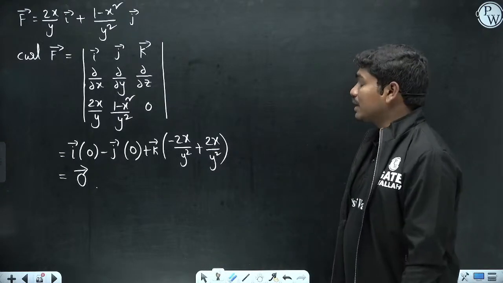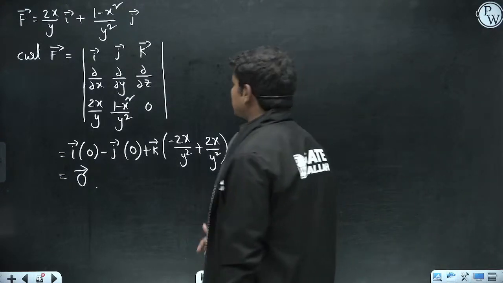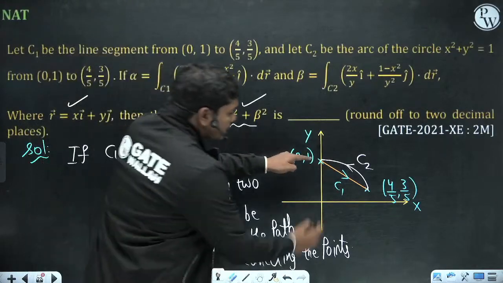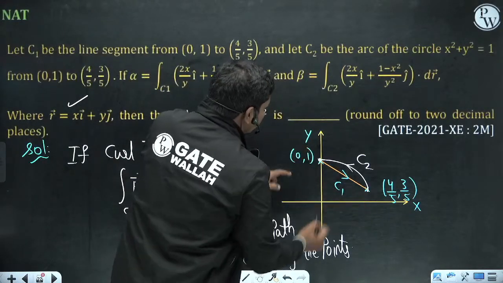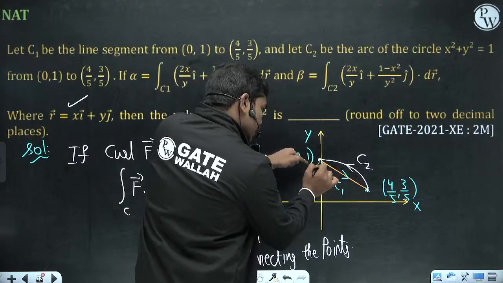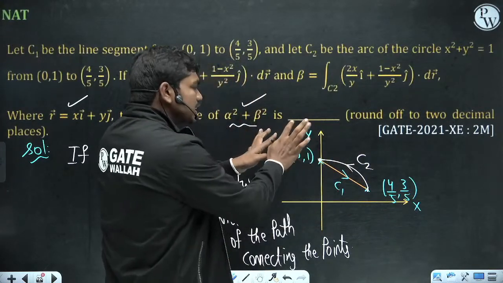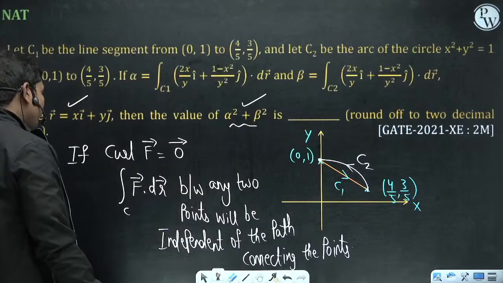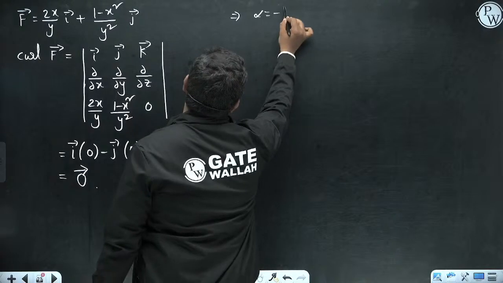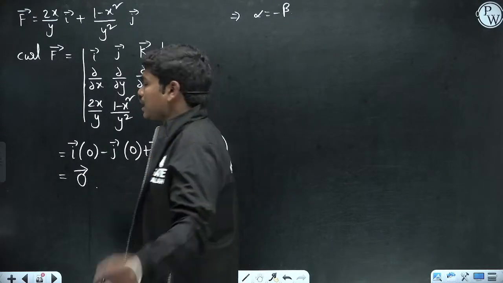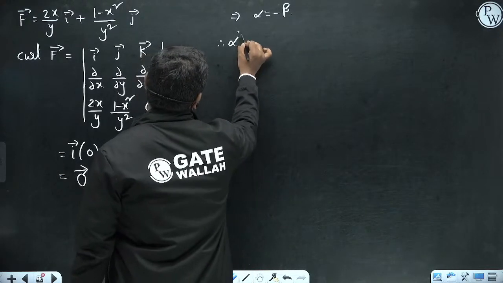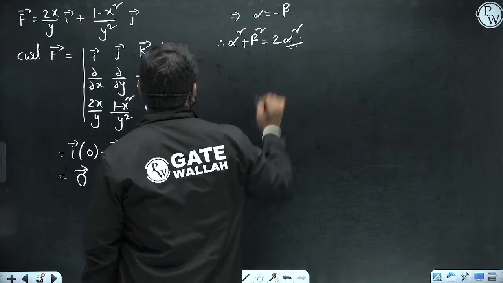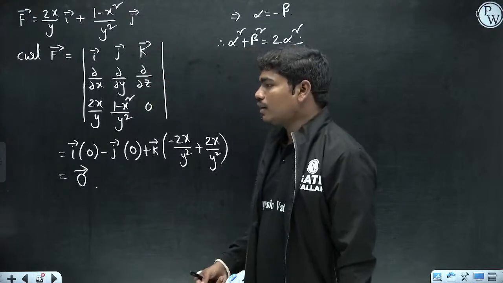Okay, fine. So this is 0 bar. If this is 0 bar, that means one thing is very clear. Alpha is calculated from this point to this point, and beta is calculated from this point in the reverse direction, back to this point. So only the directions are different, but since the paths are the same, definitely alpha is equal to minus beta, because the directions are different. The value has to be the same. Therefore alpha square plus beta square is equal to 2 times alpha square, which you can directly write here, because beta is the same as alpha.